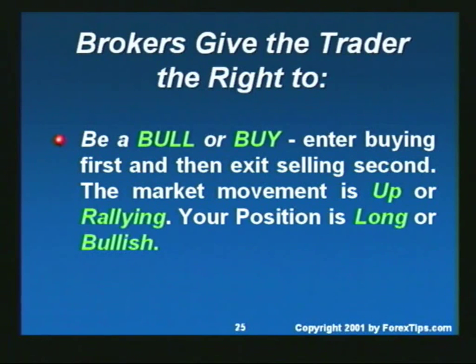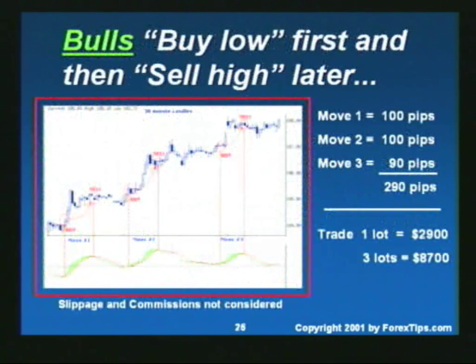Let me discuss the terms of a bull. If you think the market is going to go up and you want to participate in its move, and you enter the market buying first, you are considered a bull. That's where you enter the market buying first and then exit selling second. The market movement is up or rallying. Your position is long or bullish. You will need to come out selling at a higher price in order to make a profit. Bulls try to buy low and sell high.